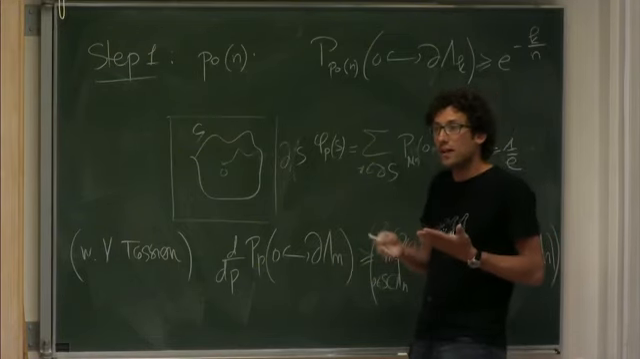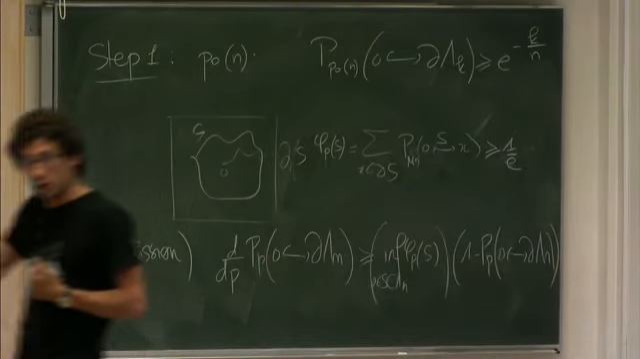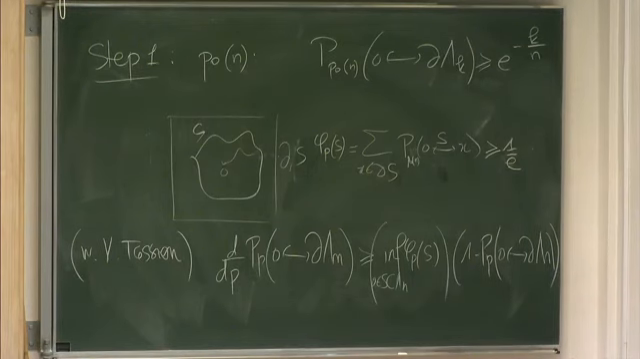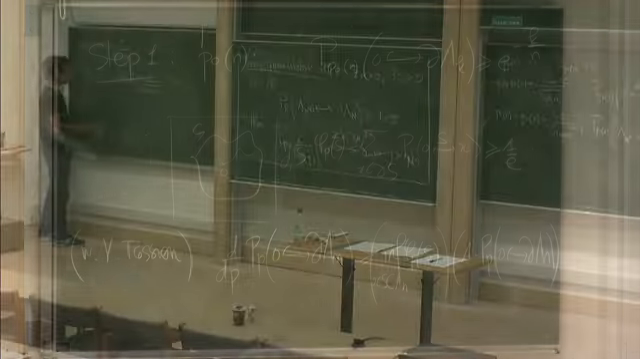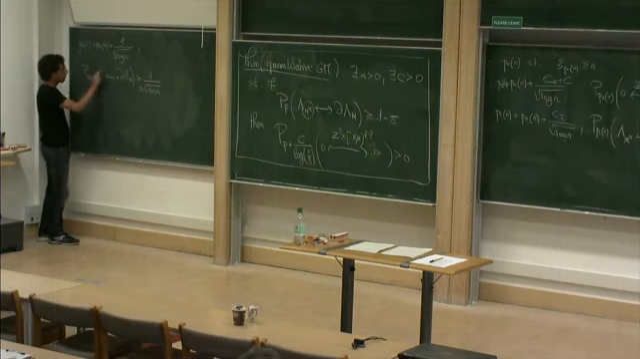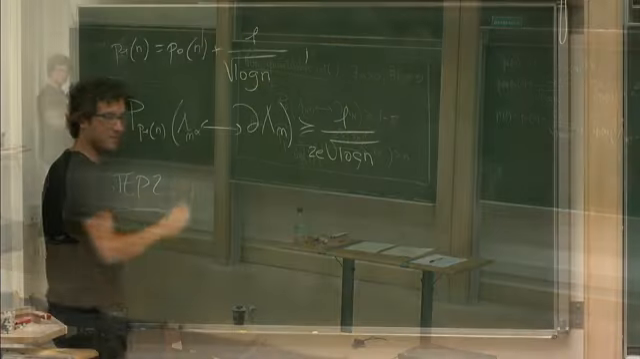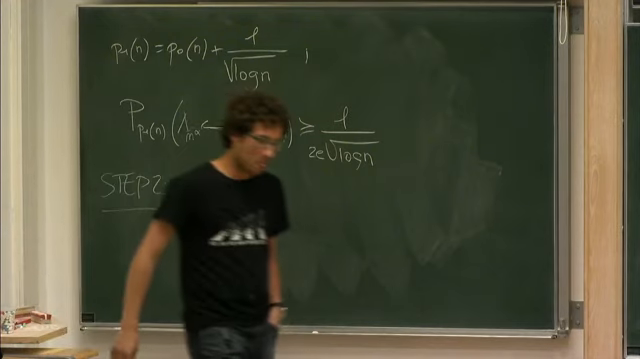But at p1 of n, you have a much better bound. It's 1 over square root log. This is step 1. Step 2, so notice if you have that, of course, you have also that. That's not.